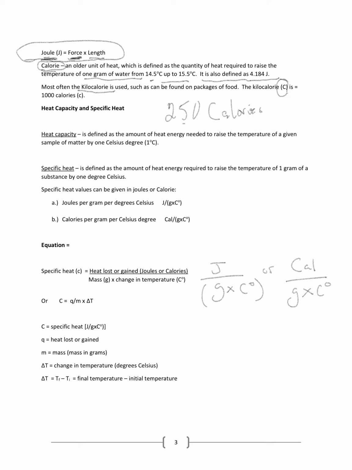So we know that a calorie will raise the temperature of 1 gram of water by 1 degree Celsius. When you look at a candy bar and it says 250 calories, how much would it raise the temperature? Well, let's make it easy. If you had 250 grams of water, it could raise the temperature by 1,000 degrees Celsius.